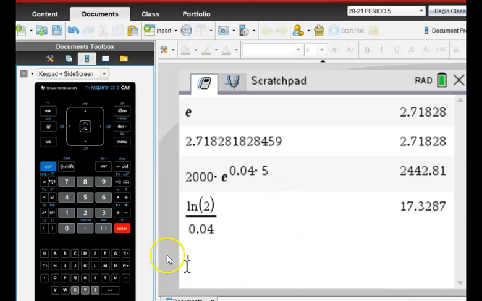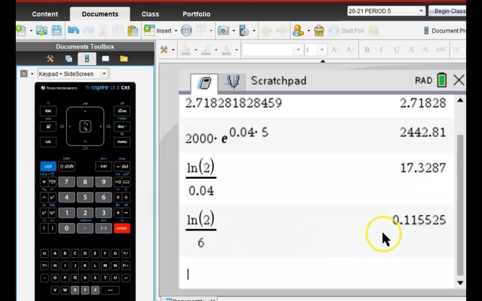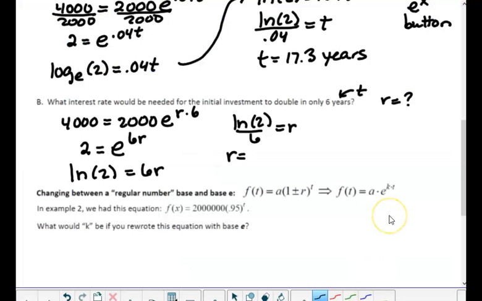So going to the calculator here, I'm going to do natural log of 2 divided by 6. Control Enter. 0.1155. So that's about 11.5% interest, or 11.6% interest if we round. 0.1155 or 11.55% interest.